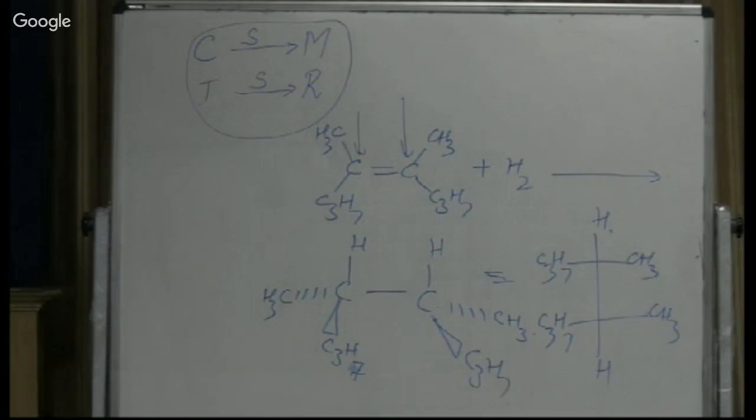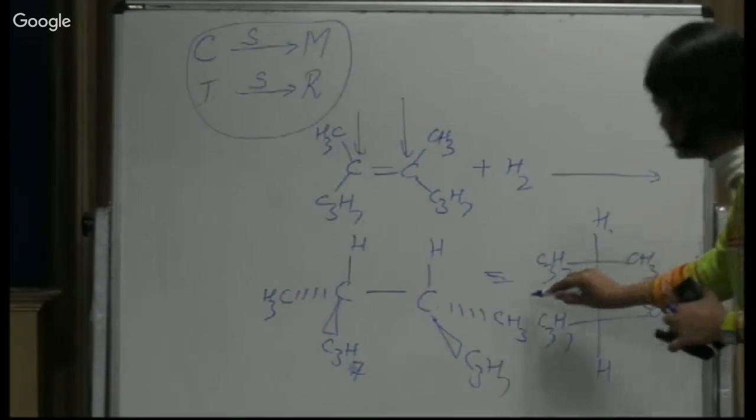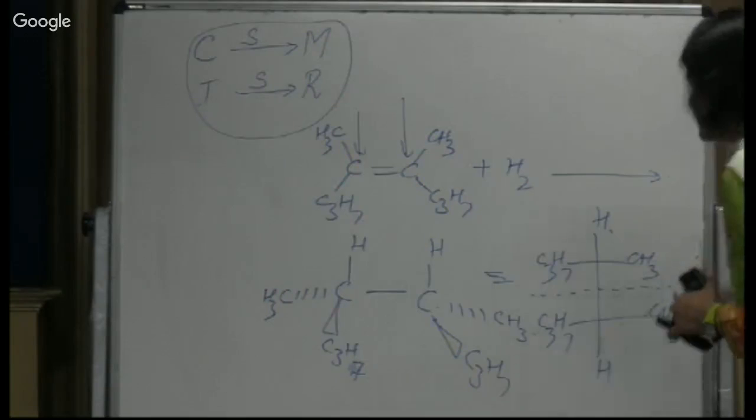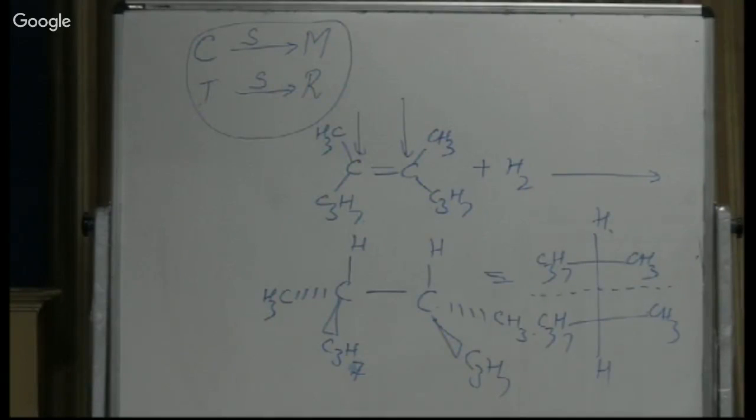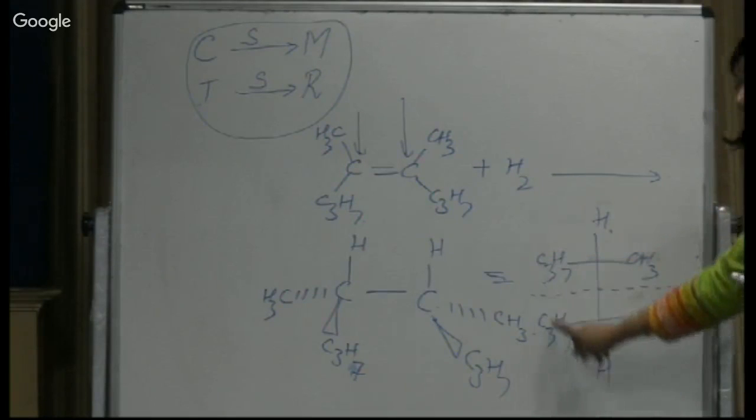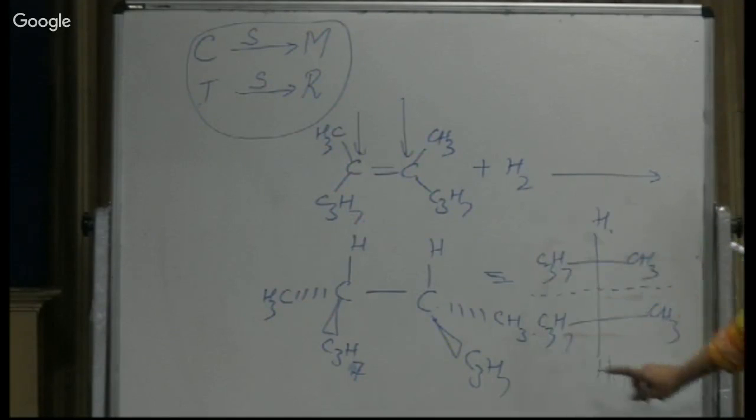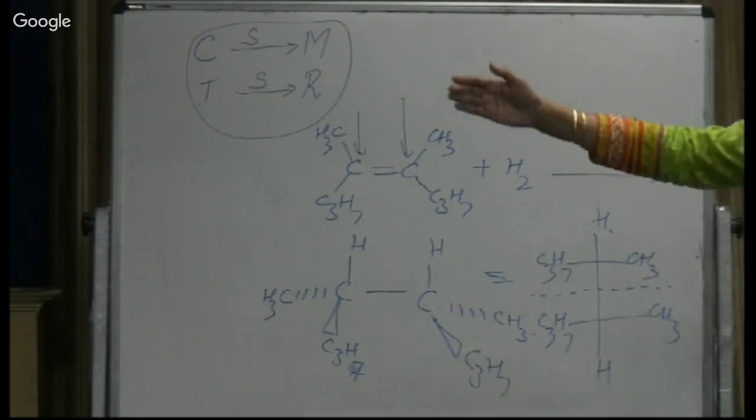So you can see there is a plane of symmetry here. Right? So syn addition on a cis alkene has given you a meso form. Right? Clear or not? Let us take the other example. You will understand that better.